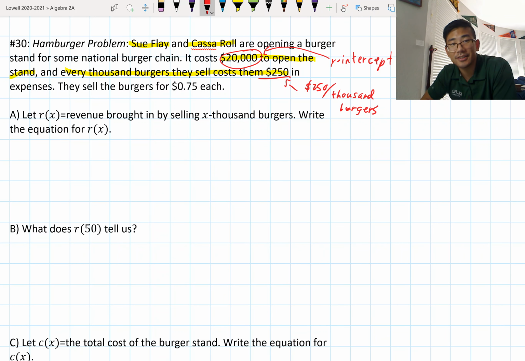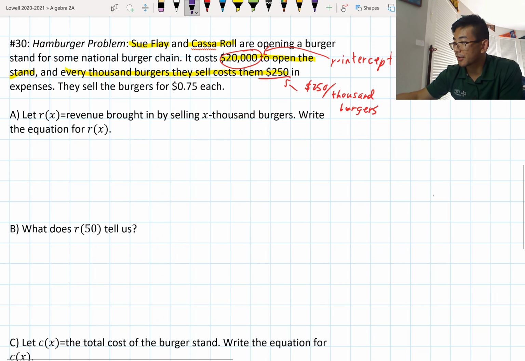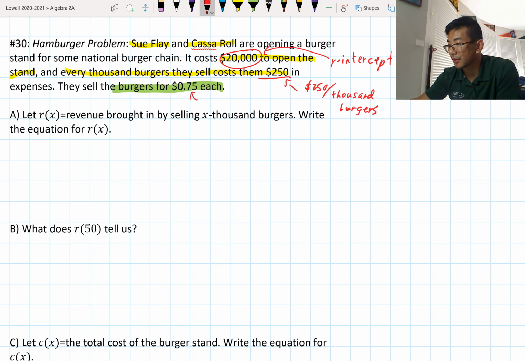And we haven't even actually got to the questions yet. We also know that they sell the burgers for 75 cents each, so that's probably important as well. They have to, this is important to emphasize, they're paying $250 per 1,000 burgers. And we make 75 cents per one burger. Let's keep that, per one burger. Okay, so let's actually get into the questions now.